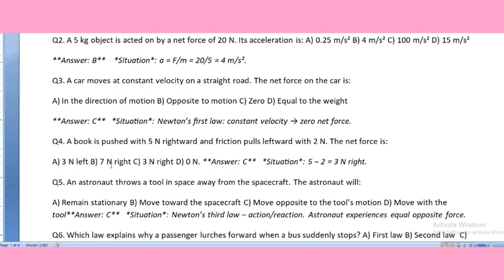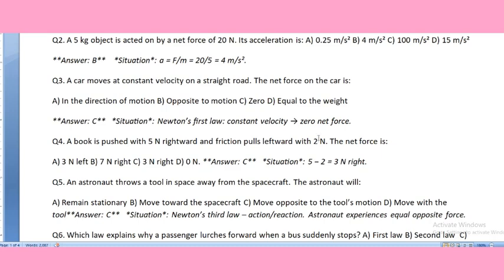Question number 4. A book is pushed with 5 Newton rightward and a friction force pulls leftward with 2 Newton. The net force on the book is A, 3 Newton in the left direction. Choice B, 7 Newton in the right direction. Choice C, 3 Newton in the right direction. Choice D, 0 force.